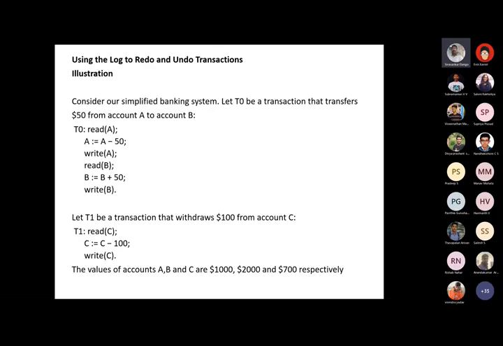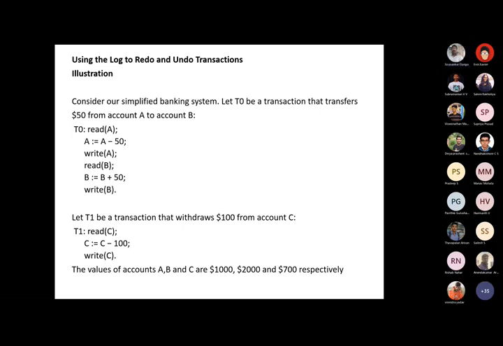So let us see an example so that we'll make ourselves familiar with the log-based recovery techniques. Again, we consider a simplified banking system, and we have two transactions, T0 and T1. Transaction T0 is used to transfer $50 from account A to account B. So you are going to debit $50 from account A, and you are going to credit $50 to account B. And transaction T1 is used to withdraw $100 from account C.